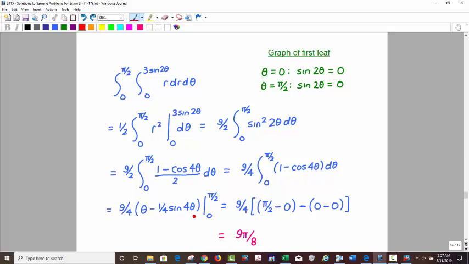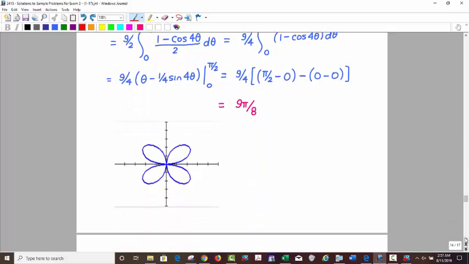Put in pi over 2, put in 0. You get a bunch of zeros here. The only term that's not a 0 is the very first one. You put pi over 2 in there for theta. And you end up with 9 over 4 times pi over 2. Everything else is 0. We get 9 pi over 8. There's the graph.